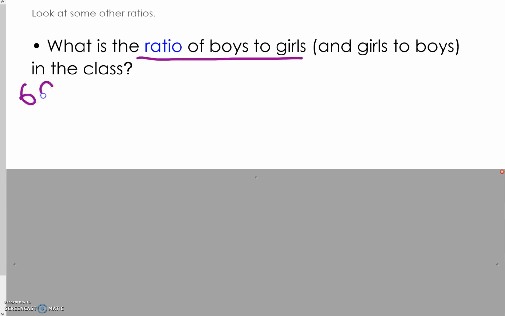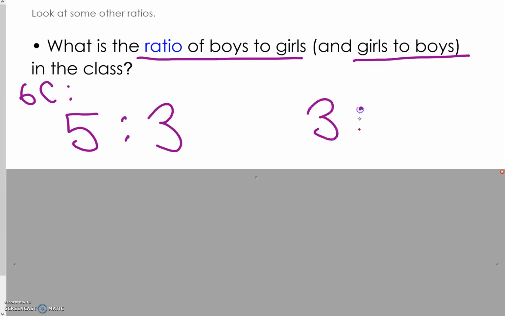In 6C, we have 5 boys to 3 girls. We can reverse the ratio and represent it as girls to boys. In that case, we would say 3 to 5. The order of the numbers is important in ratios.